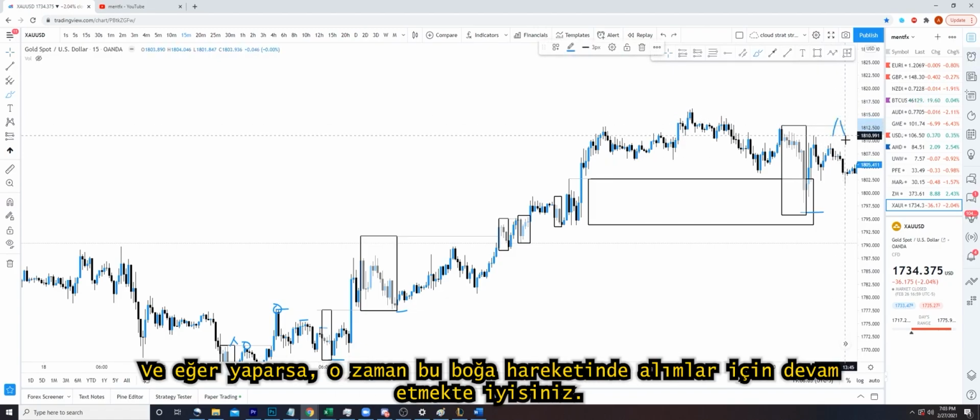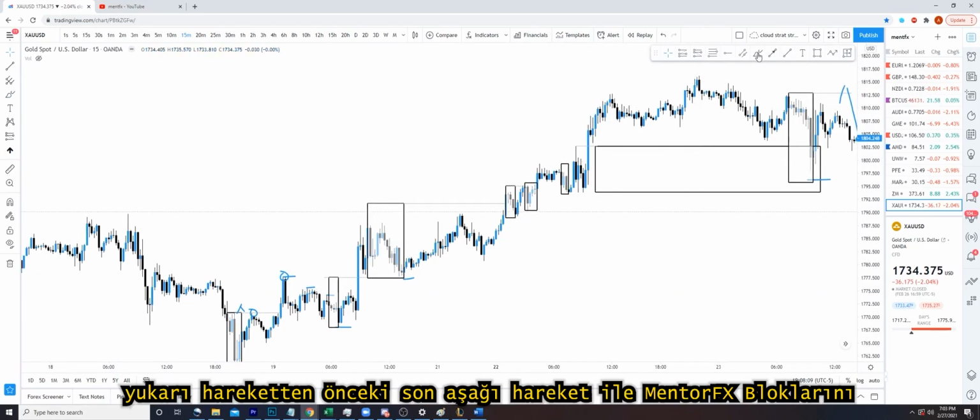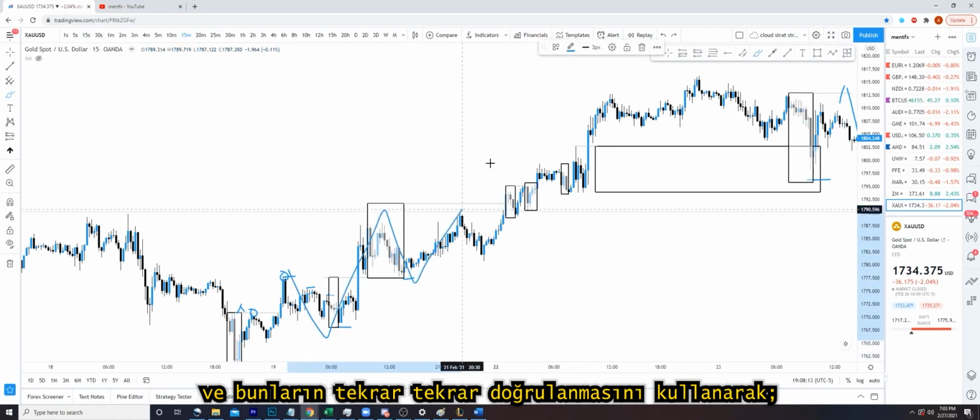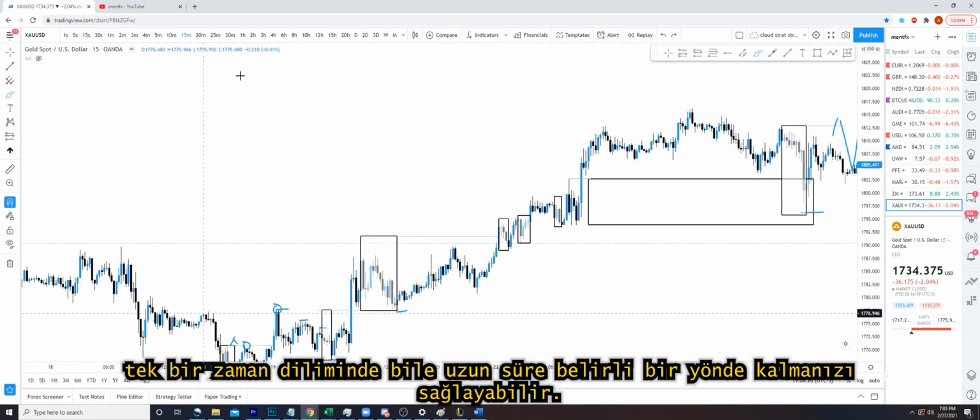And if it did, then you're good to continue for buys on this bullish move up. And as you see, as we're doing this, using nothing else but these ideas of MentorFX blocks with the last down move before the up move and those validations of them over and over again can keep you in a specific bias over a long time, even on one such time frame.